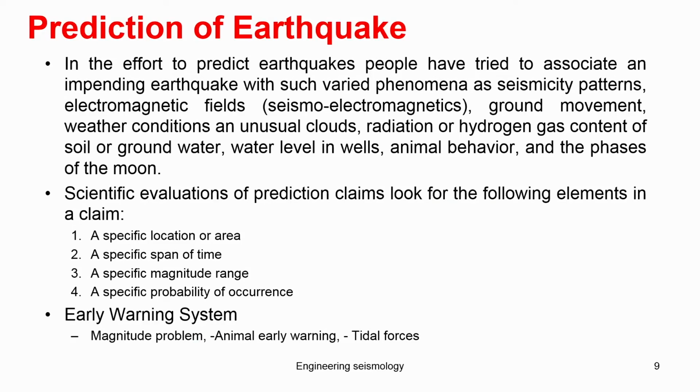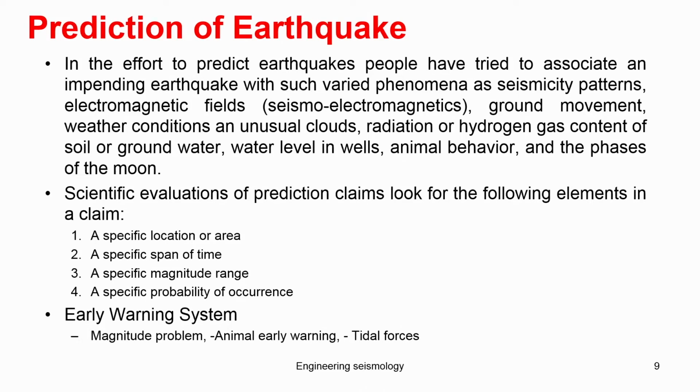The prediction of an earthquake, as I told you, consists of specifying some parameters very accurately, based on some kind of pattern in the earthquake location or near the earthquake regions, like the epicenter region. So, what are those? The electromagnetic field variation in the earthquake location has been observed as one prediction method. Others are ground movement, weather condition, unusual cloud, radiation or hydrogen gas content, soil or groundwater, water level in wells, animal behavior and the phase of the moon.